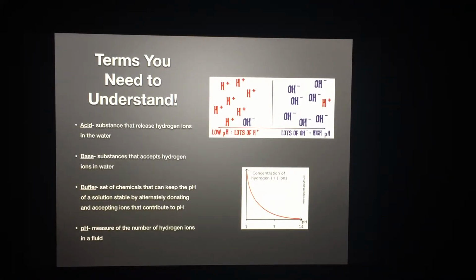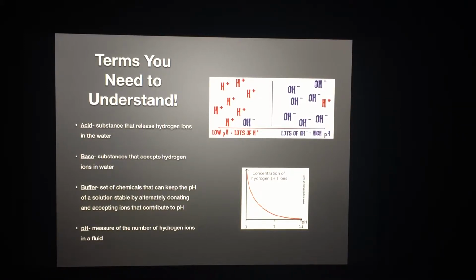Terms you need to understand. Acid. Acid is a substance that releases hydrogen ions in the water. Bases. A base is a substance that accepts hydrogen ions in water. Buffers. A buffer is a set of chemicals that can keep the pH of a solution stable by alternately donating and accepting ions that contribute to pH.